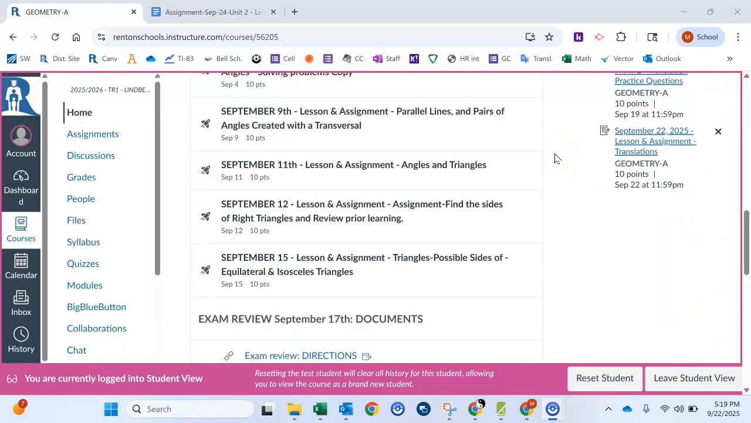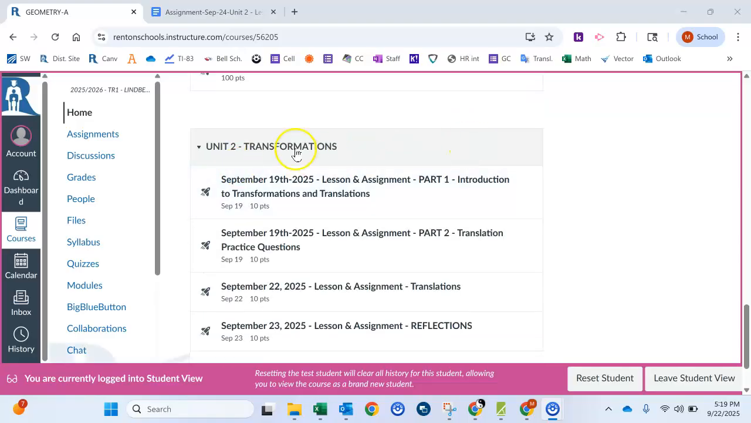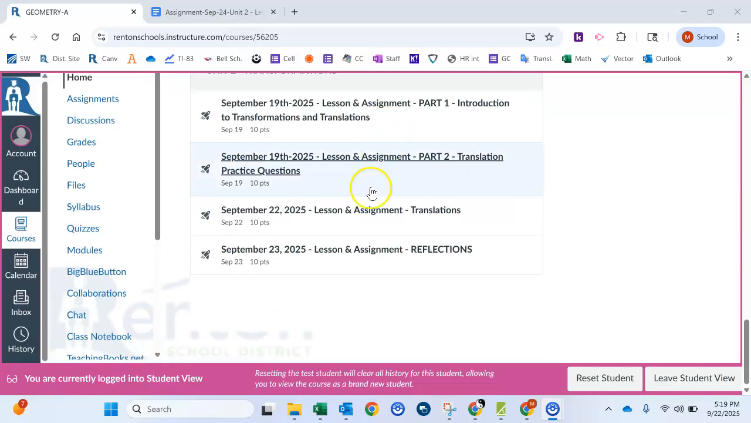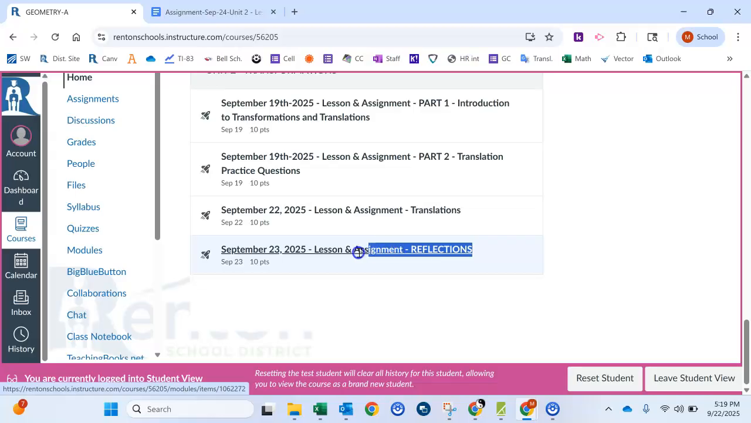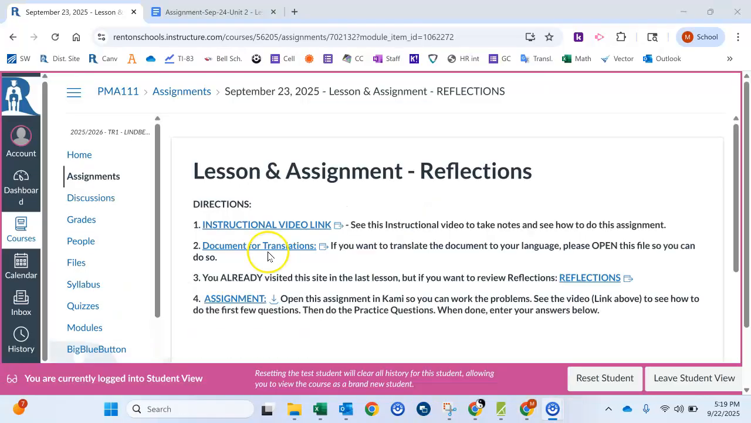Okay, today we are going to be working on transformations, Unit 2, but we're going to be working on this lesson here on reflections. Lesson and assignment, reflections. The assignment right now is September 23rd, but we're going to be working on reflections, okay? So go ahead and open that, okay?